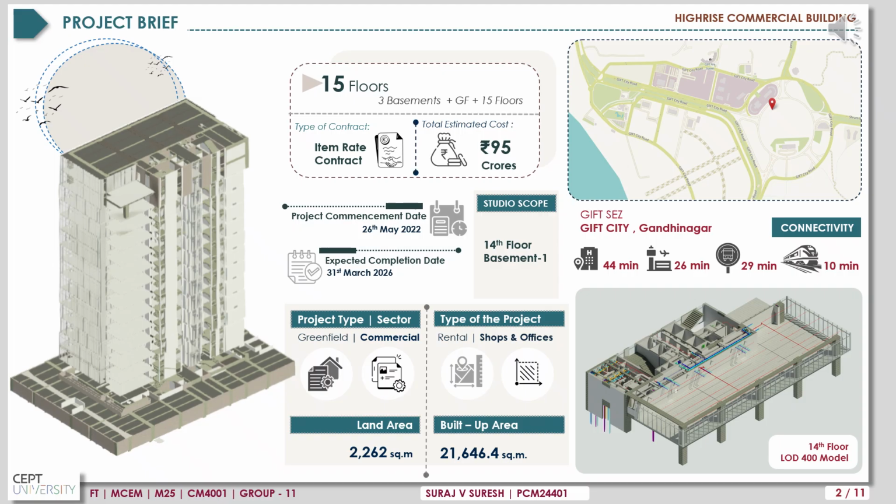Our project is a greenfield high-rise commercial building in Gift City, Gandhinagar, which is G plus 15 plus 3 basements, built for shops and office rentals, with an estimated cost of completion of 95 crores. The type of contract involved is item rate. The project was started on 26th May 2022 and the expected date of completion is 31st March 2026.